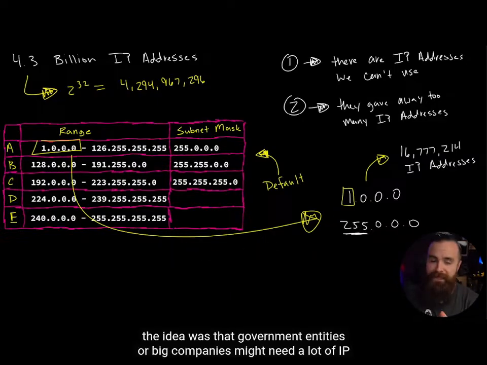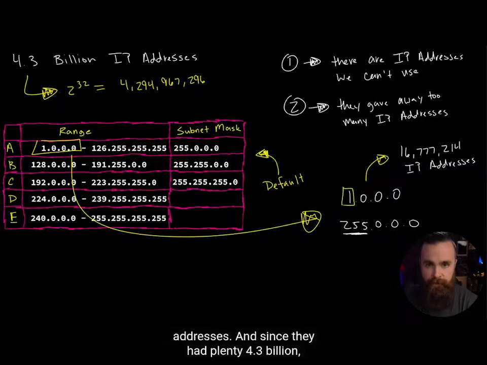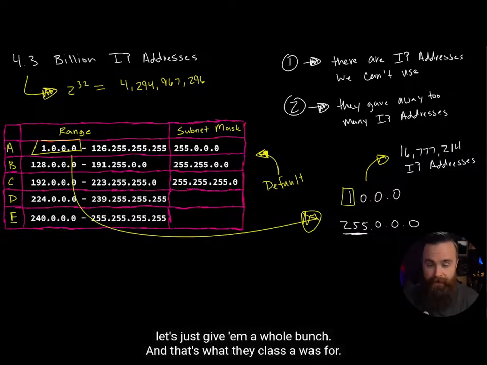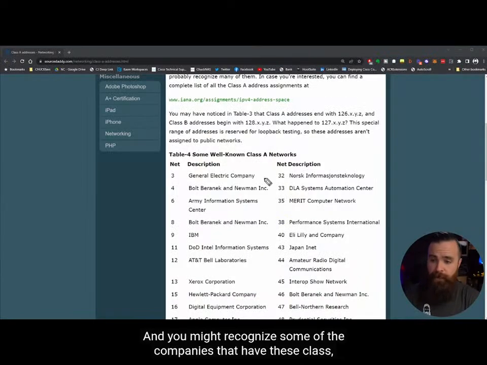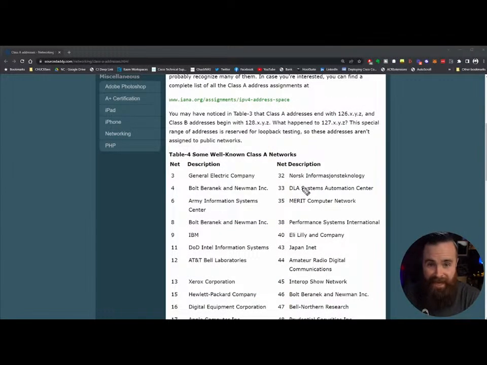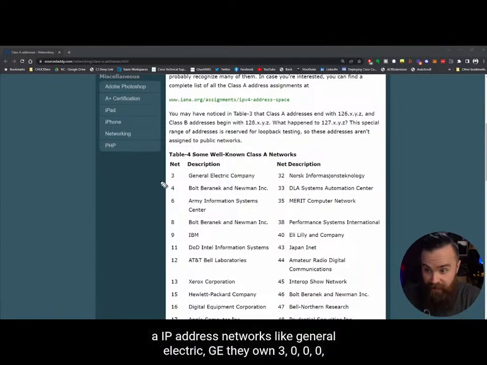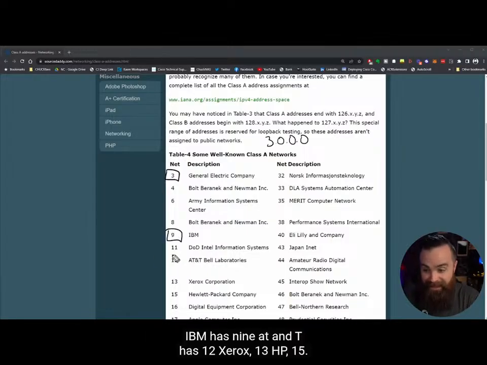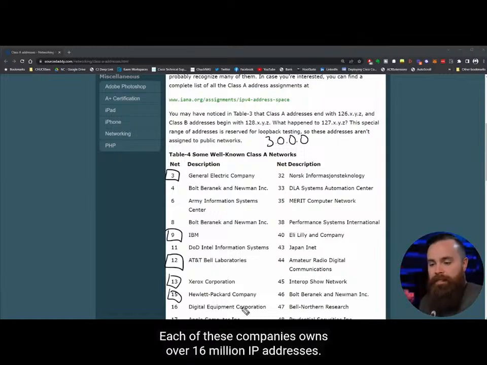Well, the idea was that government entities or big companies might need a lot of IP addresses. And since they had plenty, 4.3 billion, let's just give them a whole bunch. And that's what the Class A was for. You might recognize some of the companies that have these Class A IP address networks, like General Electric, GE. They own 3.0.0.0. IBM has 9. AT&T has 12. Xerox, 13. HP, 15. Each of these companies owns over 16 million IP addresses.